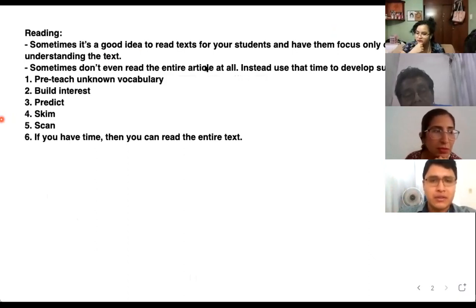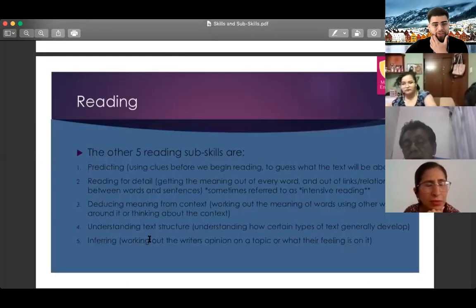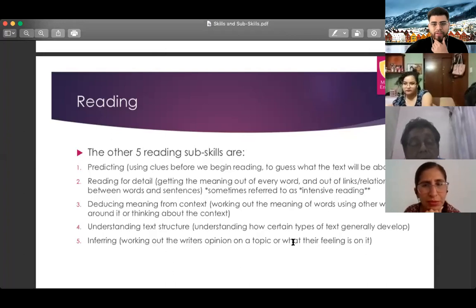Yes, that's really good, man. That's a really good skill. That activity right there is for understanding text structure. You know, understand how they develop. You have your opening paragraph, your body paragraphs. That's a really good one. I like that one. I also use that one in my classes.